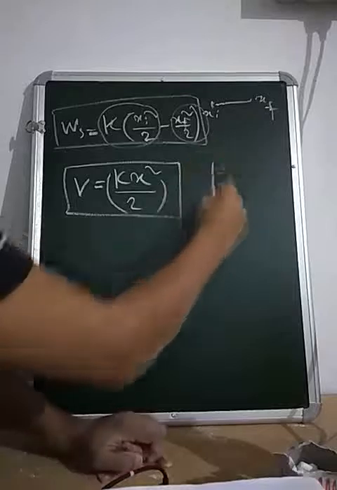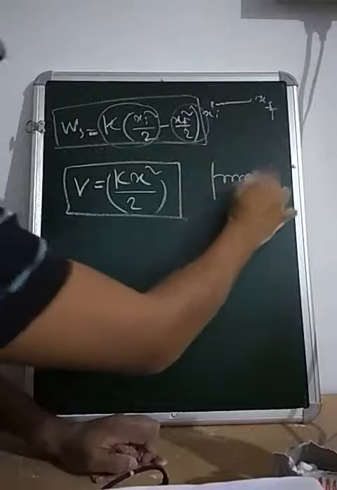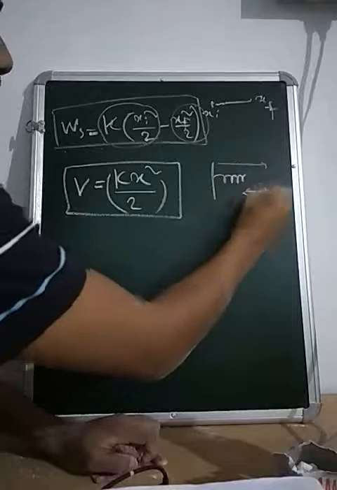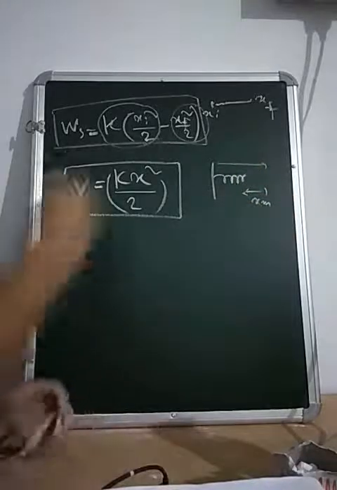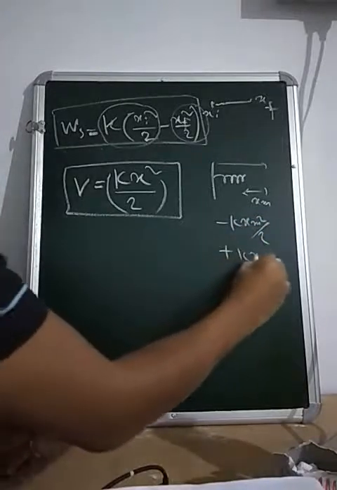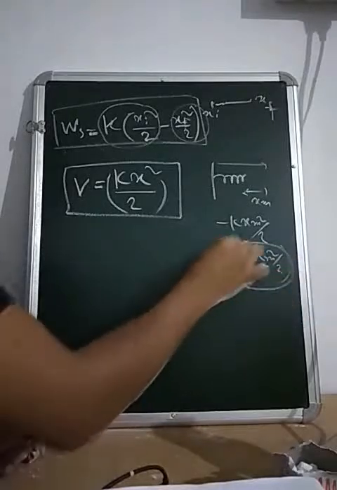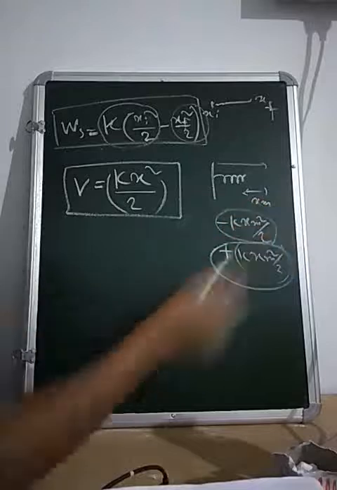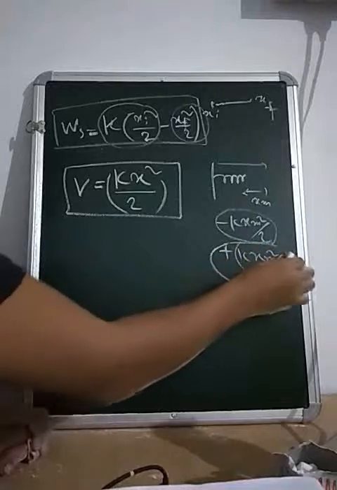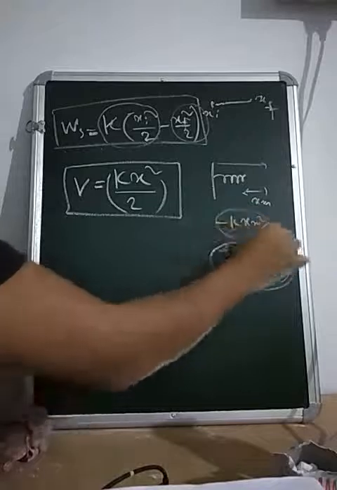So see, if we compress the spring, this is just the normal position of the spring. If we compress the spring up to xm position, what is the work done by the spring? Minus k xm square by 2, and work done by the external force is k xm square by 2. This work done by the external force gets stored in the spring. Both are the same, just opposite sides. This amount of work done is stored as potential energy in the spring.